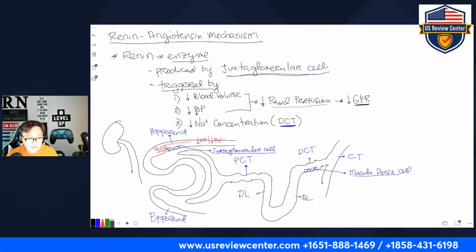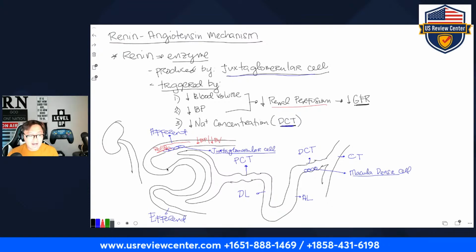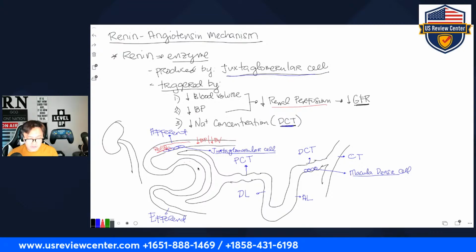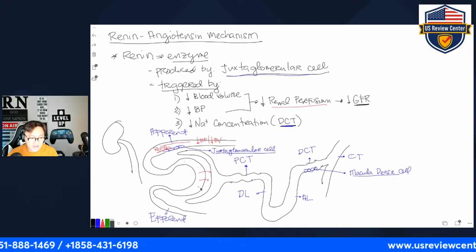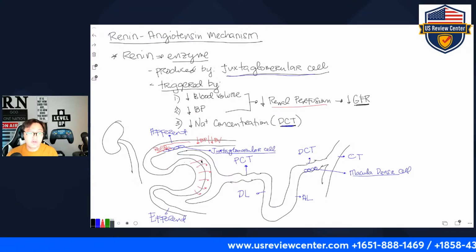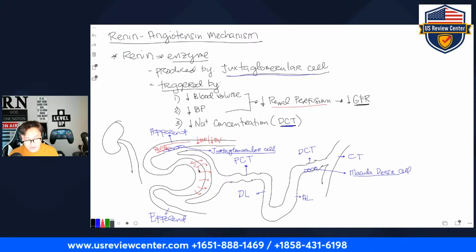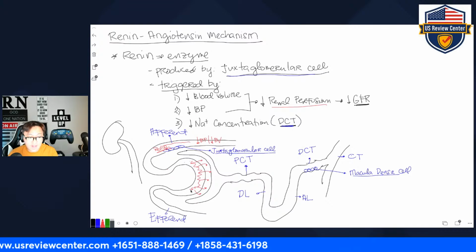Simple as that. Now, as a result of decreased renal perfusion, glomerular filtration rate is actually slow or low. Therefore, because of a decreased renal perfusion, the filtration rate is slow.